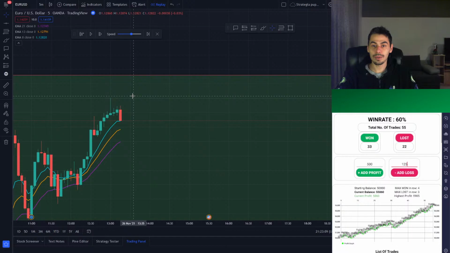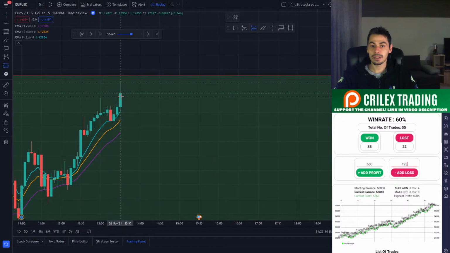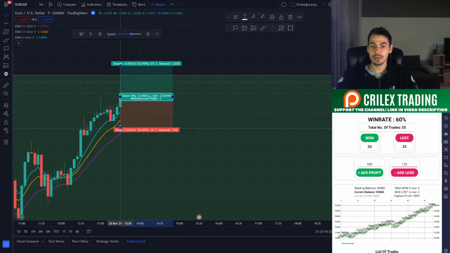So the buy position will be right here if we get triggered, and we do get triggered right away in this position. The stop loss will be around this level.